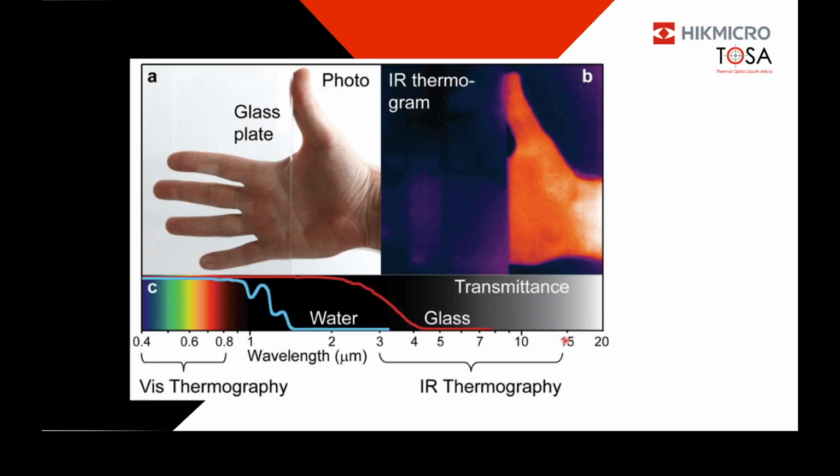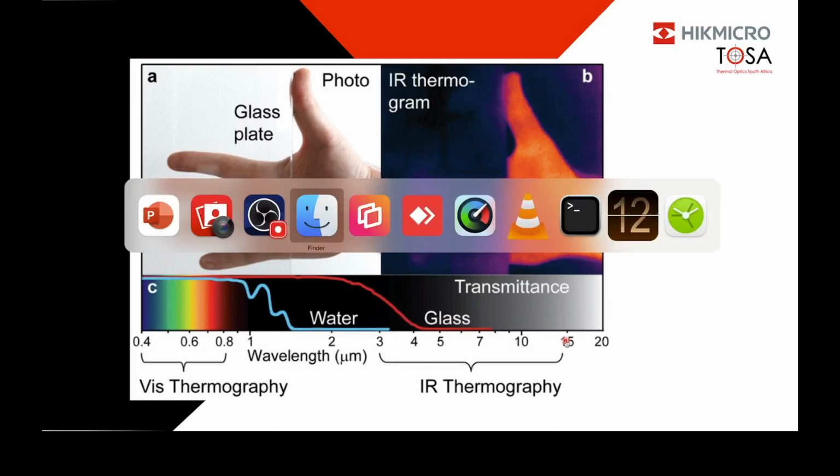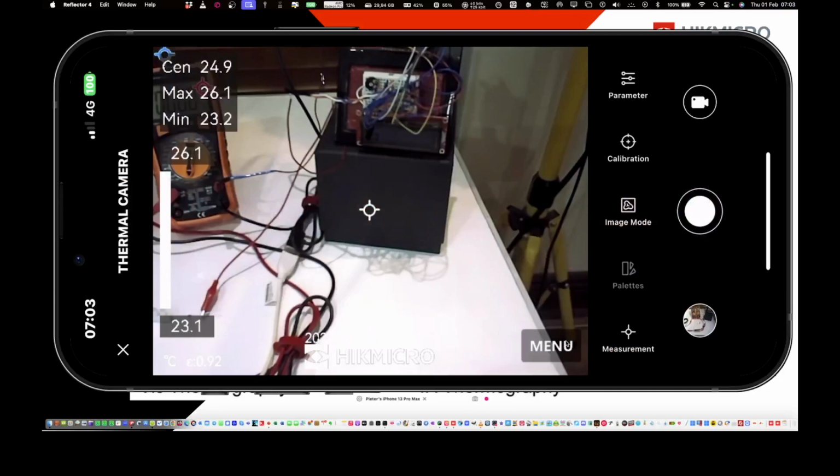Now what I'm going to do is take you through 2 demonstrations. I'm going to switch over to one of our thermal cameras. This camera that we're going to have a look at is known as the Pocket 2. I'm going to switch over to the Pocket 2. That is an image that you see of the demonstrator behind me. And I'm first of all going to demonstrate the transmittance of infrared through glass and through other objects.